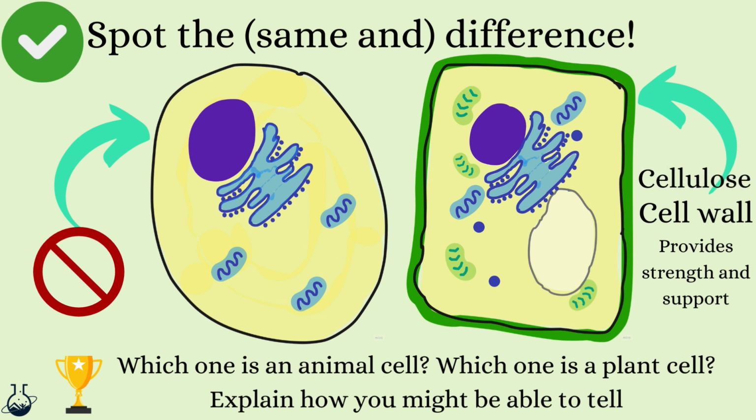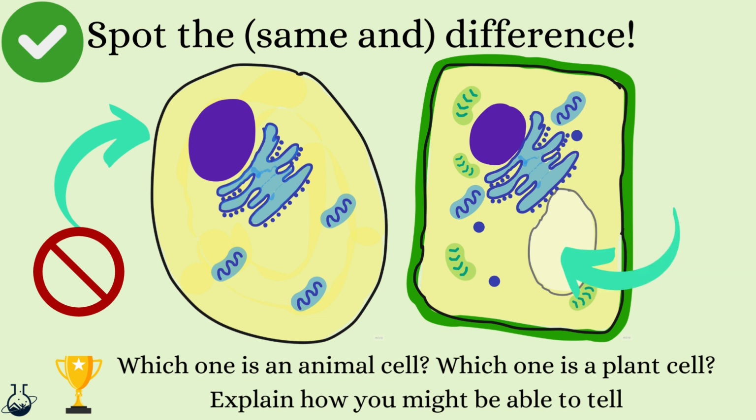It's made of cellulose. The cell on the right also has this large structure inside called the vacuole, also not present in the other cell. This is a permanent vacuole, a structure filled with a watery fluid called sap.